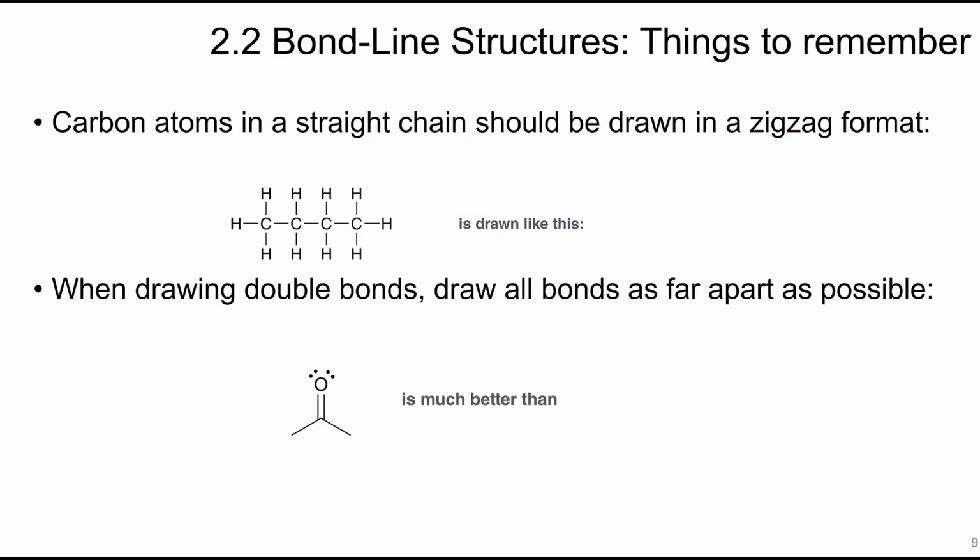Things to remember with the bond line structure. Carbon atoms in a straight chain should be drawn in the zigzag format. So instead of drawing all the carbons and hydrogens out, which takes a long time, just do one of those. So again, if you have 4 carbons here, you drop your pencil and that's when you start counting the 1, 2, 3, 4. And when you draw the double bonds, you want to draw all bonds as far apart as possible. You don't want your double bonds looking like this. So this is bad.